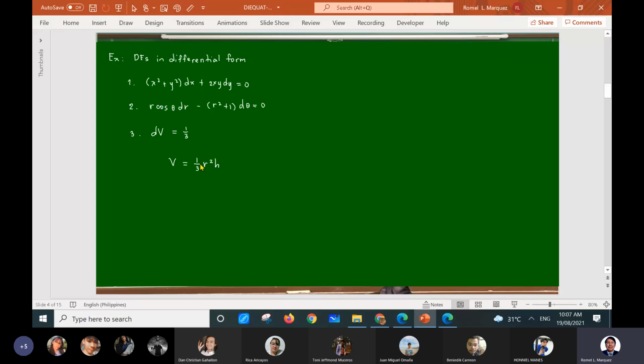There is pi, no? 1/3 pi, then the first differential of the second plus the second differential of the first. So you have 2R dr, no? Am I right, guys? That's it. So this is in differential form. Okay? Is it clear now, guys?